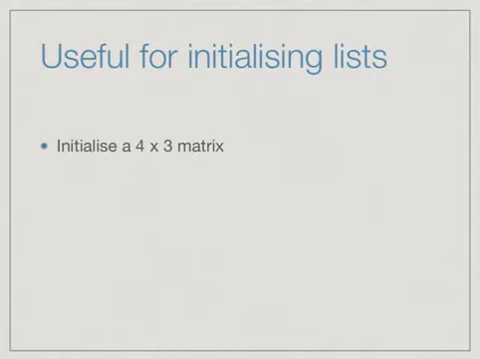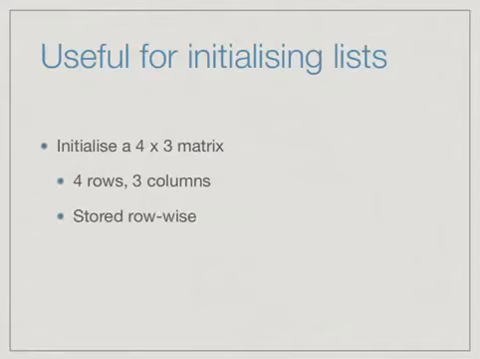So this list comprehension notation is particularly useful for initializing lists. For example, for initializing matrices when you are doing matrix-like computations. So supposing I want to initialize a 4 by 3 matrix to all zeros. So a 4 by 3 matrix has 4 rows and 3 columns, and I'm using the convention that I store it row wise. So I first store the first row, so it will be 3 entries for the first row, then 3 entries for the second row, and so on.